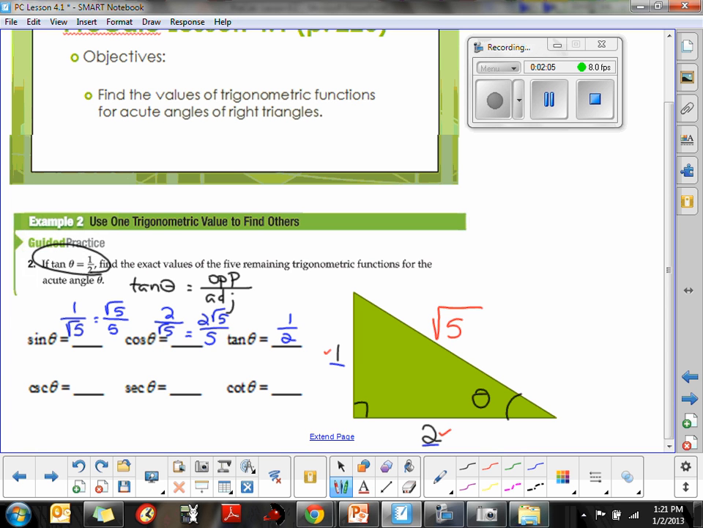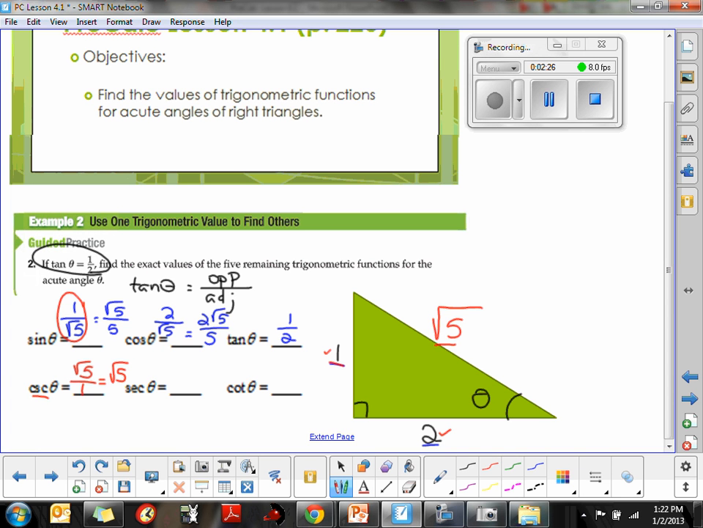So now we can apply our reciprocal ideas. I can go back and refer back to the triangle. If I want to go back to our cosecant, it's always going to be the hypotenuse, which is square root of 5, over the opposite side, which is 1. Or if I take the reciprocal of this beginning one, it's going to be the square root of 5 over 1, or just the square root of 5.